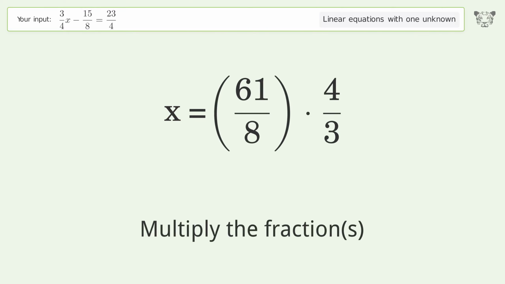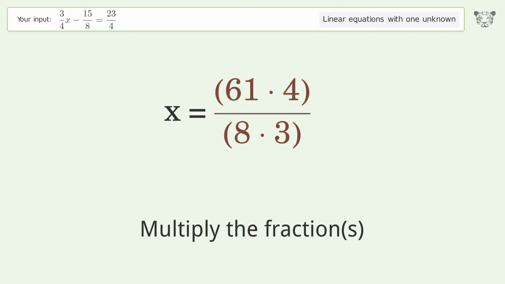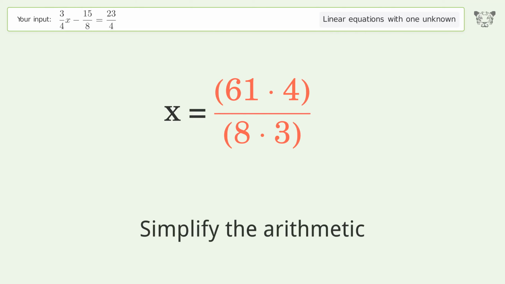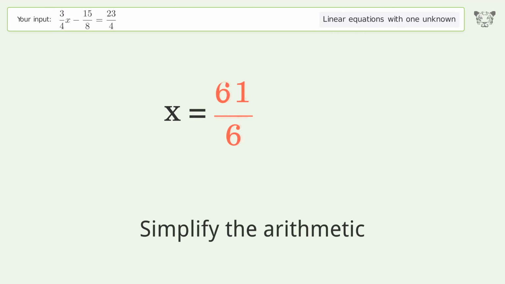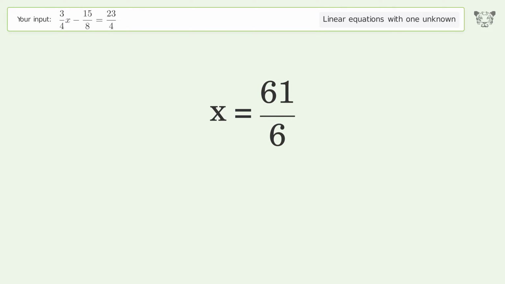Multiply the fractions. Simplify the arithmetic. And so the final result is x equals 61/6.